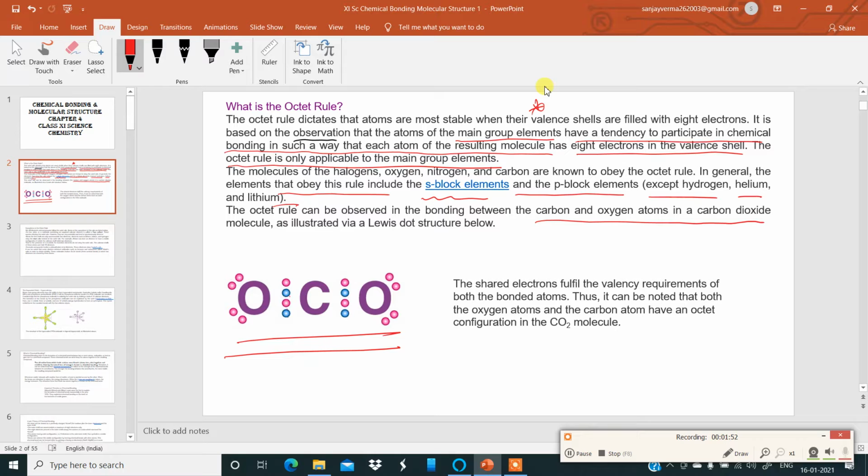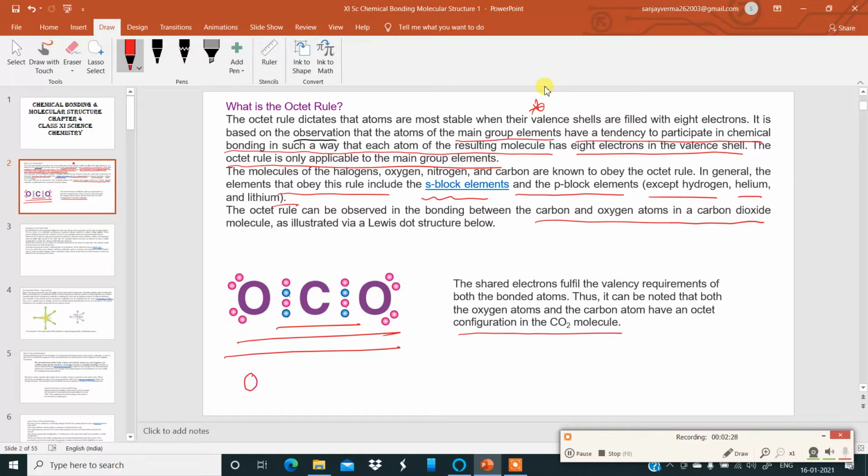1, 2, 3, 4, 5, 6, 7, 8 electrons. Carbon is octet satisfied. At the same time, the two oxygens on either side of the central carbon atom are also obeying the octet rule. These shared electrons fulfill the valency requirements of both the bonded atoms. Thus, it can be noted that both the oxygen atoms and the carbon atom have an octet configuration in the carbon dioxide molecule.